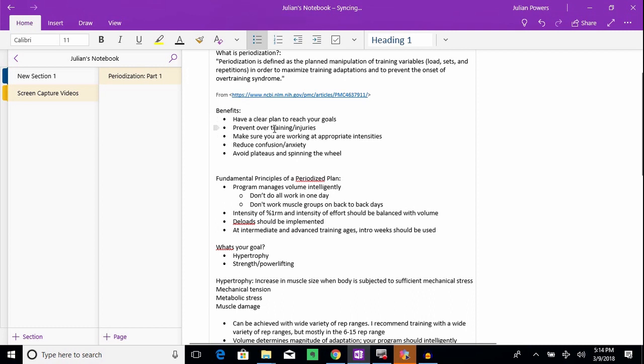Another benefit of having a periodized program, or just having a training plan in general, is to prevent overtraining and injuries. A lot of the time I see people go one of 1 or 2 ways. They either aren't training hard enough, doing stuff way too lightly, not at high enough intensities. They never train heavy, they never train at high RPEs, and I'm not saying you need to always train at high RPEs, but they never train at high RPEs.